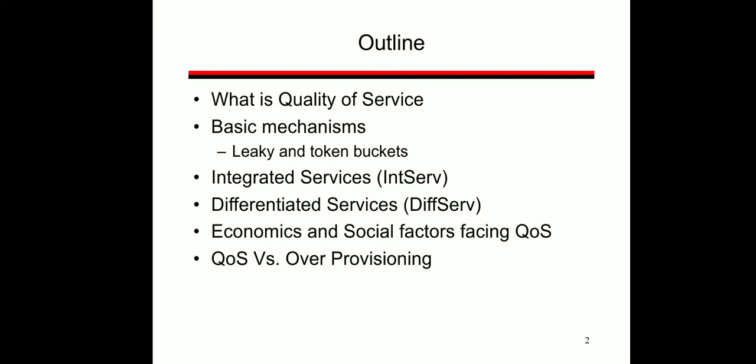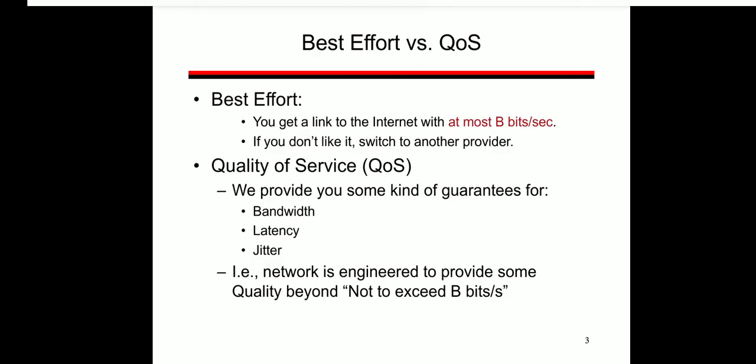In this video, we are going to see about the quality of service. First of all, the outline: what is quality of service? Basic mechanisms: leaky and token buckets, integrated services, differentiated services, economics and social factors facing QoS versus over provisioning.